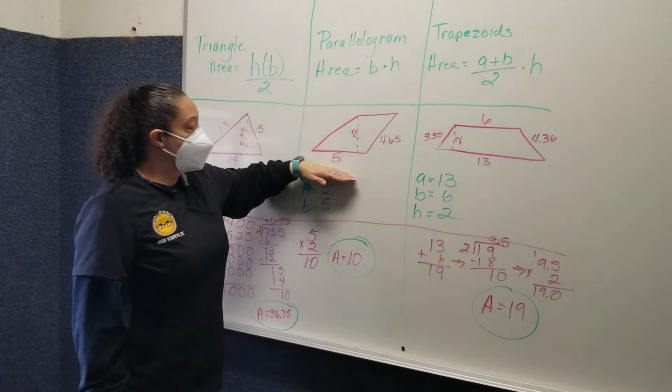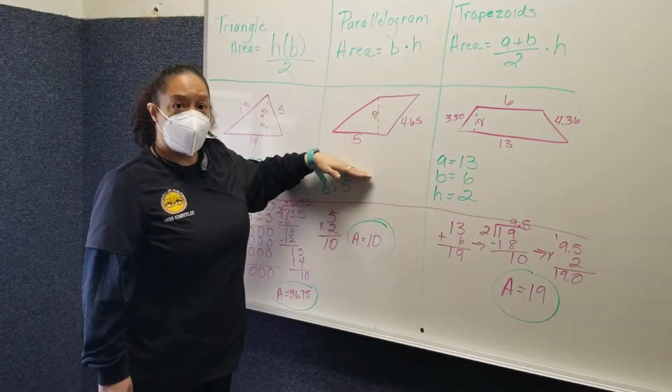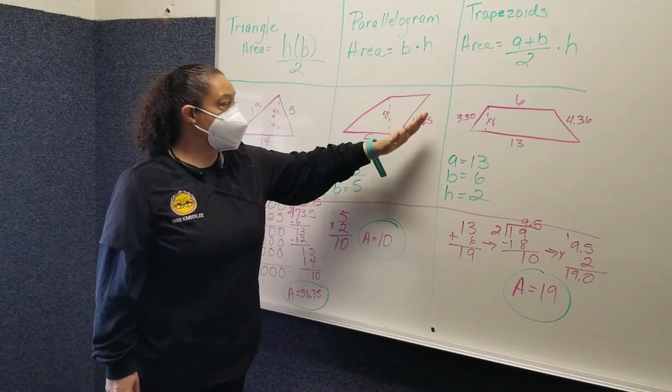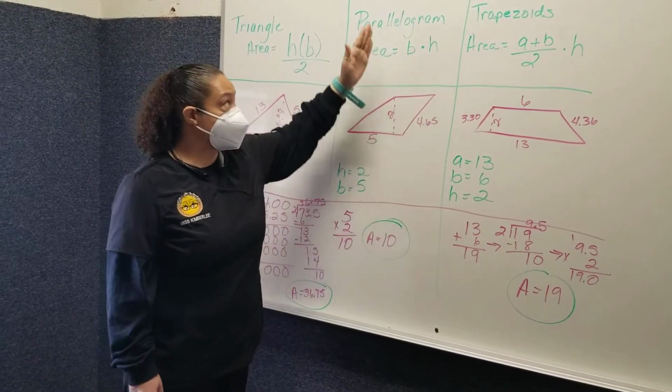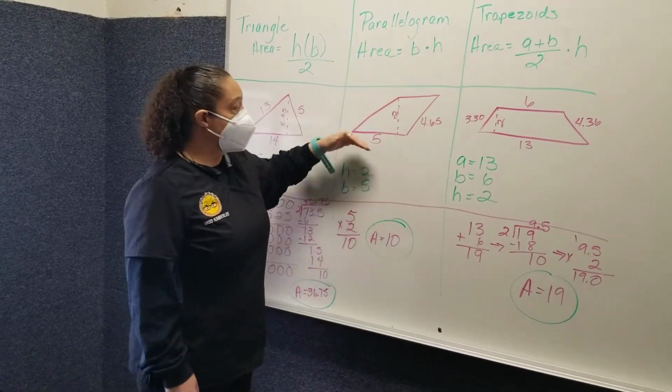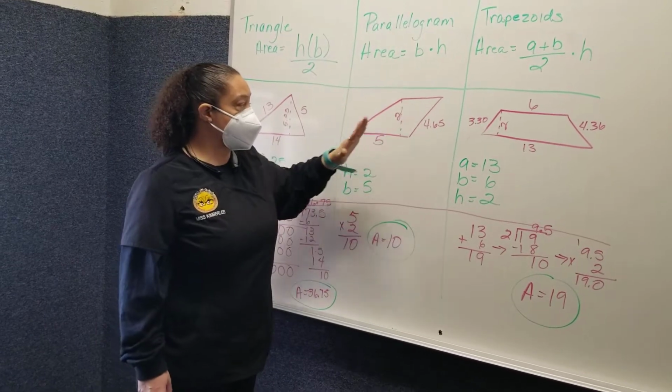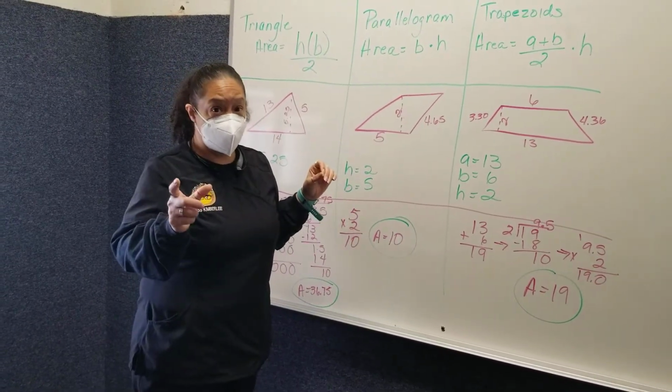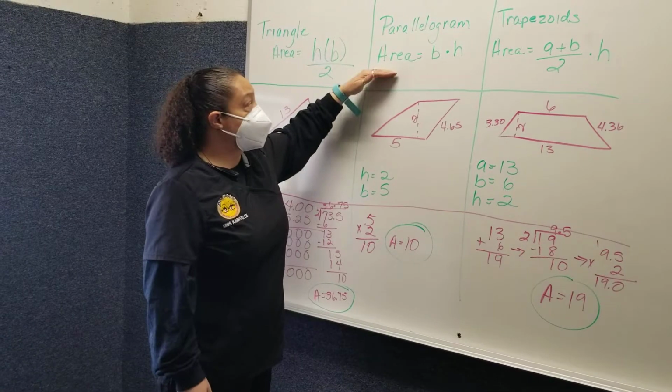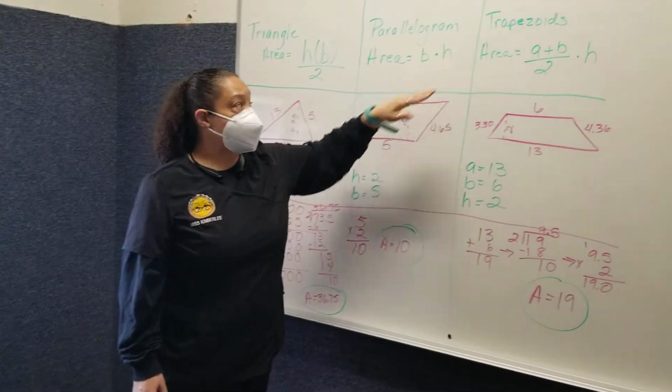Parallelogram, the top and the bottom are equal, just as the sides are. That's how you can tell the parallelogram. They are equal sides. The numbers are equal. It is not a rectangle because they're not right angles. Nonetheless, we have our area, and this is the base times the height.